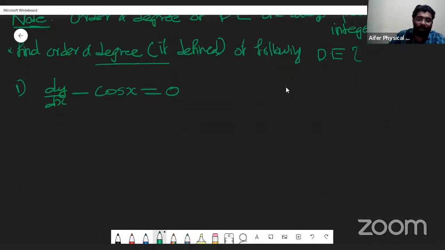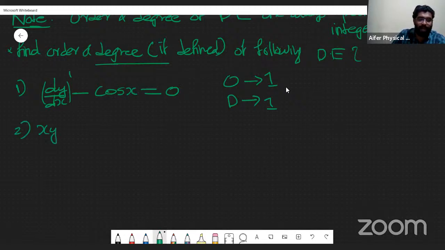What is the order of the differential equation? The order of the highest order derivative, which is 1 here. What is degree? Is degree defined? Of course, degree is defined because this is a polynomial in derivative. So the degree of this differential equation is the power of the highest order derivative, this one. So the degree of this differential equation is 1. Okay, so I will give a next question.